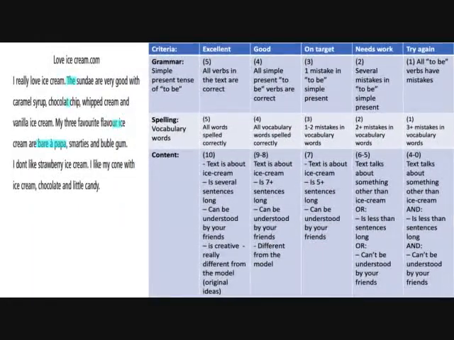So what does this look like for the ice cream text? Well, again, just a reminder, these are the mistakes that I spotted in the first draft and that we corrected and gave feedback on for the student. So how would it look when you evaluate it? Well, I'm going to highlight it.